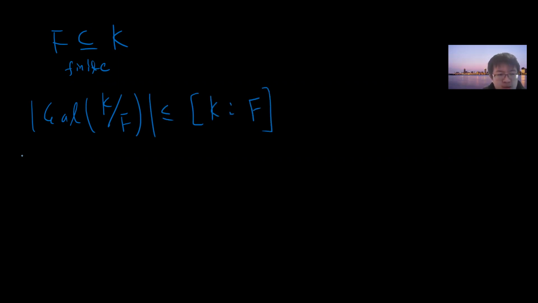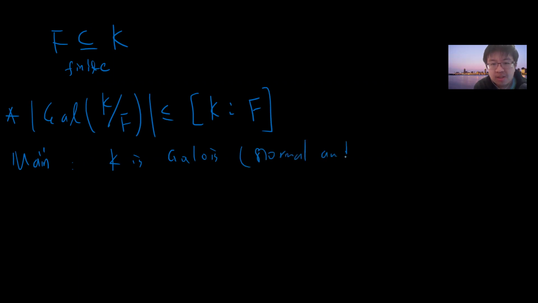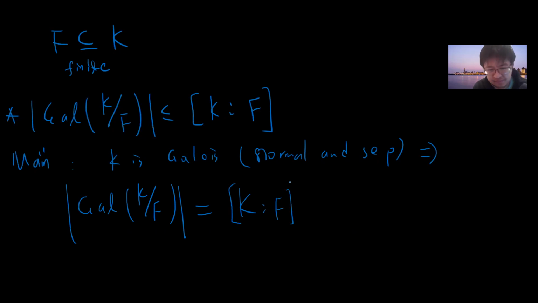So the main theorem, I should say, this is lemma 1, and the main theorem in Galois theory, which I'm going to prove in the next few videos, is that if you further assume that K is a Galois extension, so Galois extension means that it is normal and separable, then you can prove that the order of Gal(K/F) is exactly the same as the degree of K over F. I would call it the first main theorem.